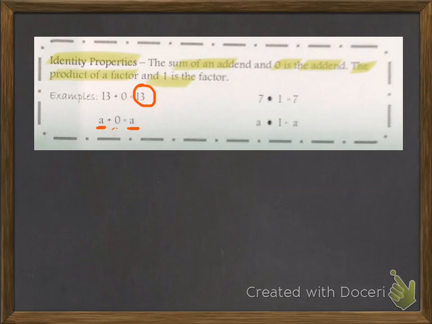That's for addition. Identity property for multiplication is stating that a product of a factor, which a factor is 7, times 1 is always going to be that factor. Therefore, our rule using a variable states that A, which represents the factor, times 1 is always going to equal the factor A.